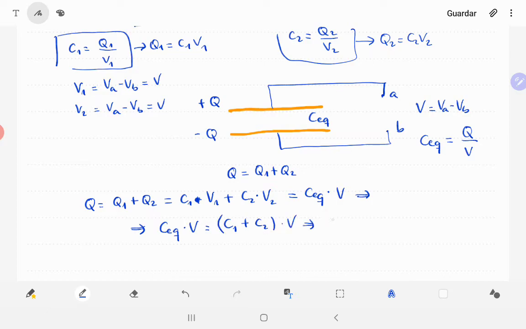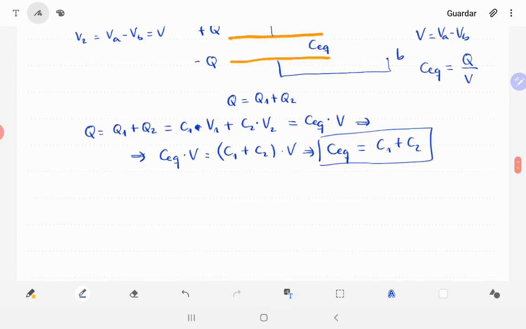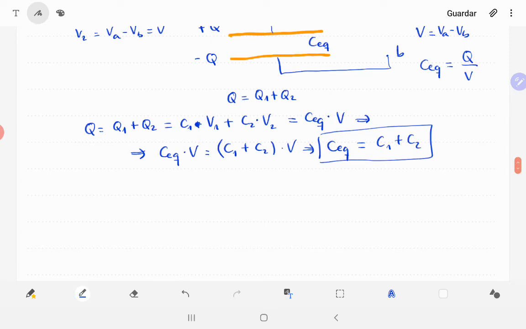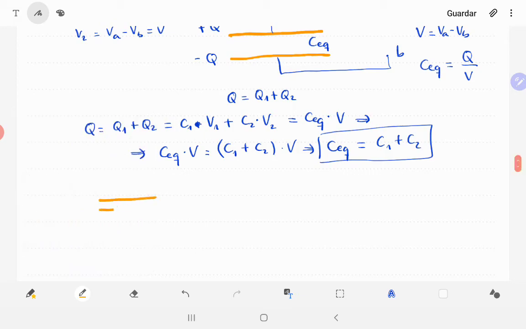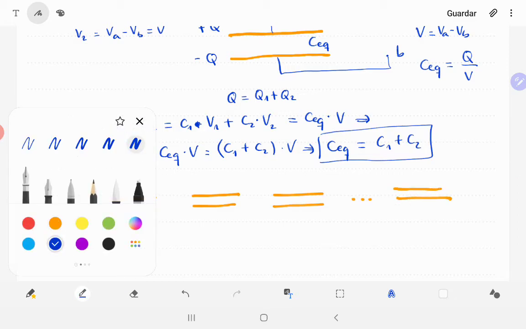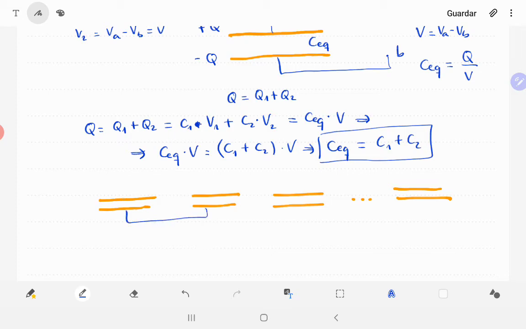This is the equivalent capacitance of a combination of two capacitors laid out in a parallel fashion: it has to be the addition of the capacitance of the first plus the capacitance of the second. This is if you only have two. If you have several, say 3, 4, any number, this is the first one, and this is the second one, and the third one, and as many as you want, all combined in parallel in this fashion.